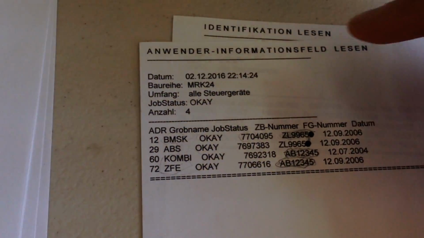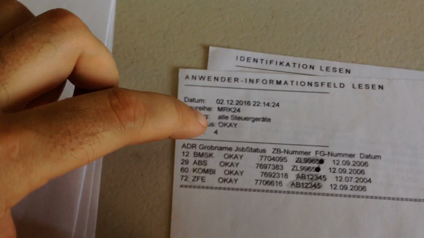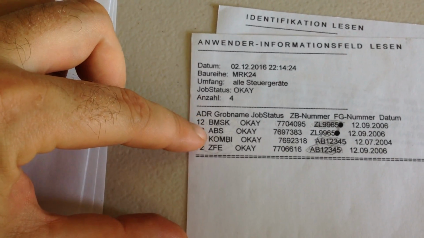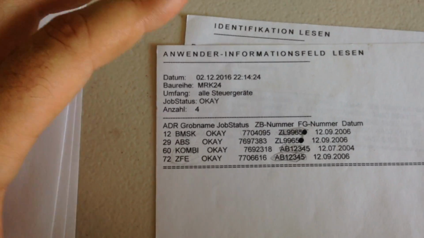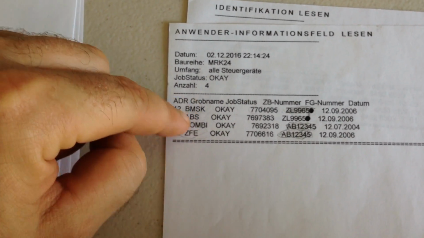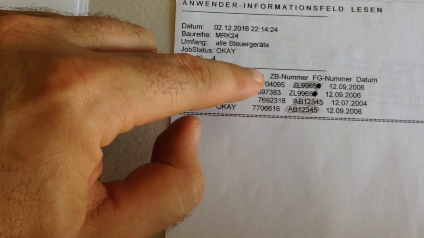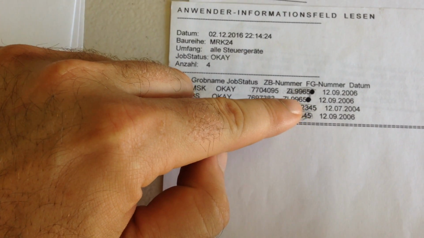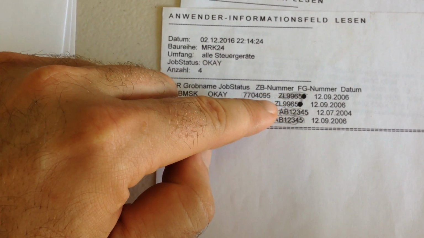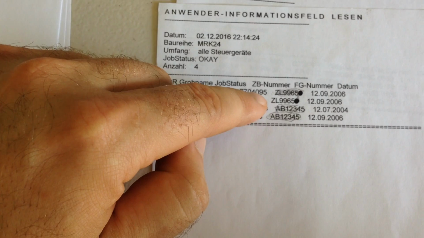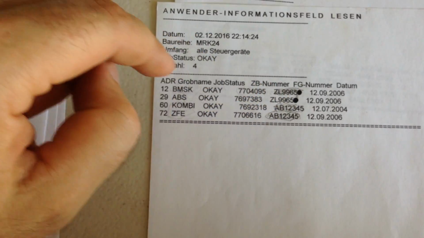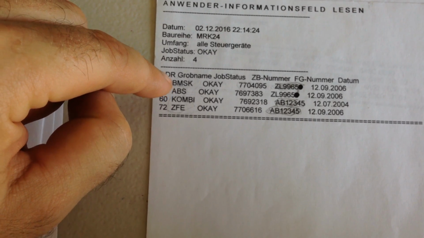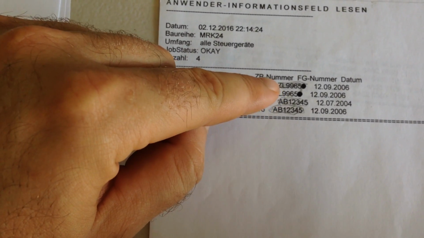So this is my bike. I've got the BMSK, ABS, the instrument cluster, and the ZFE. I don't have an alarm. I don't have a tire pressure monitor. So these are the four components that I have, and they're coded with the VIN number to the bike. My VIN number is ZL9965, and I'm not going to give you the last digit. So the BMSK and ABS controller have this number.